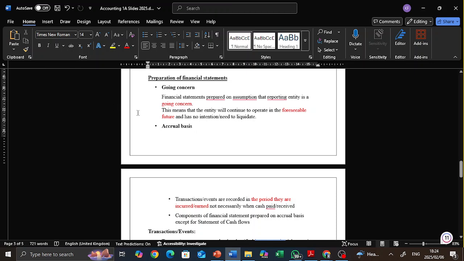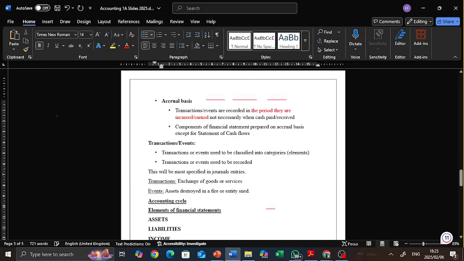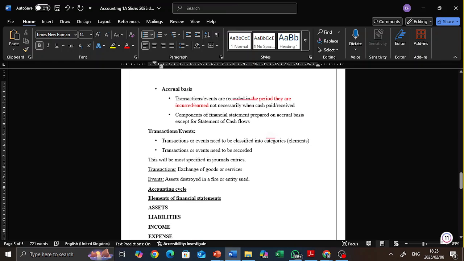The accrual basis of accounting. What is the accrual basis of accounting? This is now where it starts to get interesting. If you follow me in reading, it says the accrual basis of accounting. Can you please send this document? Yes, don't worry, text me afterwards. Accrual basis: transactions and events are recorded in the period that they are incurred and earned, not necessarily when the money is paid. Okay? So now, think about it this way, guys.